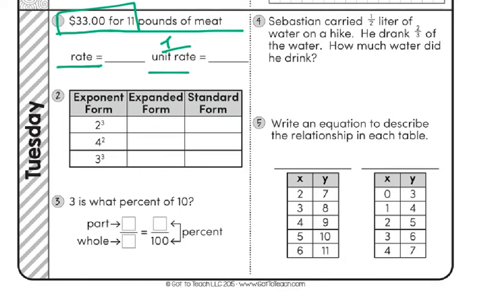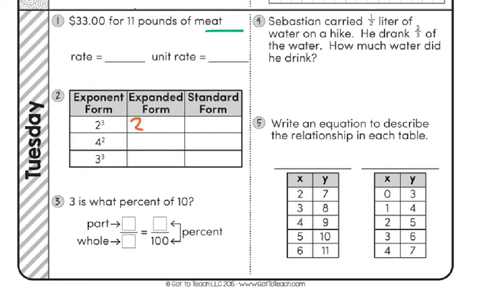Problem number 2 on Tuesday. Exponent form, expanded form, and standard form. Remember, exponents. We haven't done a whole lot of these yet on these worksheets. This does not mean 2 times 3. For my expanded form, I'm multiplying 2 by itself 3 times.